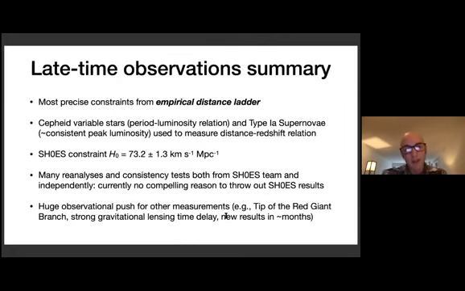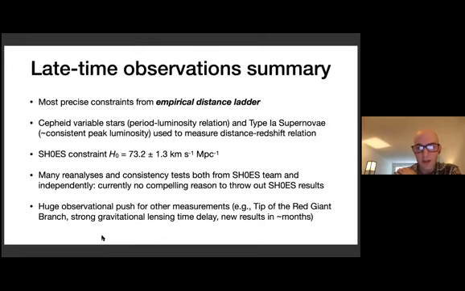Okay, if I covered things a little too quickly there, I wanted to stop for a second and summarize the late time observations. The most precise constraints are from this empirical distance ladder I've been talking about. It uses the period luminosity relation from Cepheids and the consistent peak luminosity from supernovae. There have been many reanalyses and consistency tests, both within the SHOES team and independently. In my view, in light of these tests, there's currently no compelling reason to throw out the SHOES results. And there's this enormous observational push for other measurements, which will be providing new results, some with precision comparable to the SHOES constraint on month to year timescales.